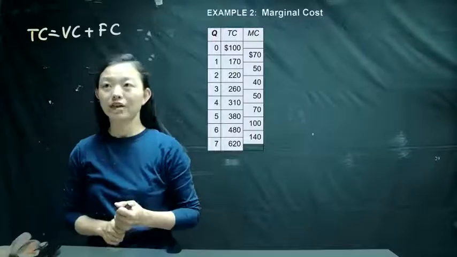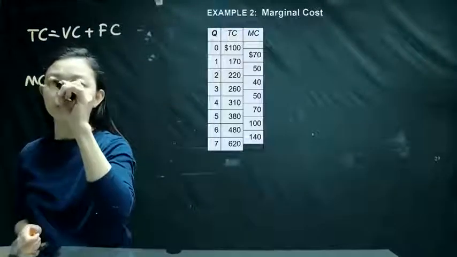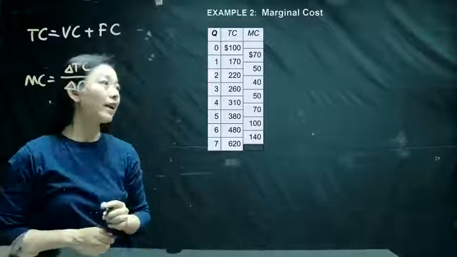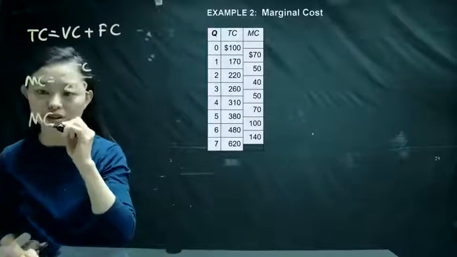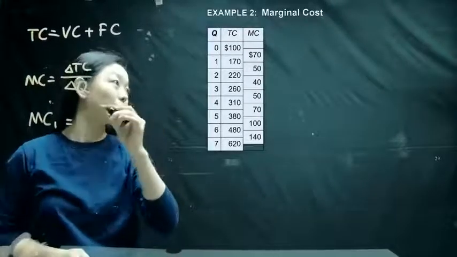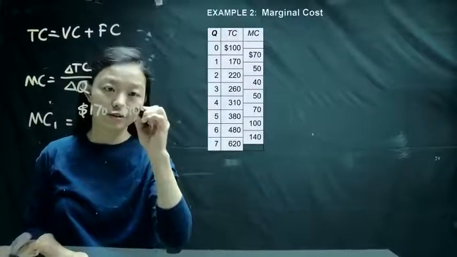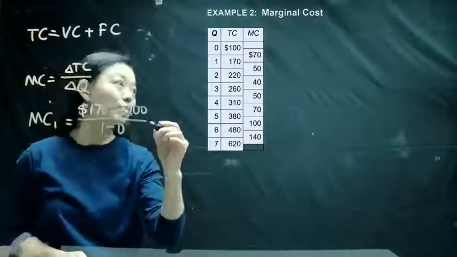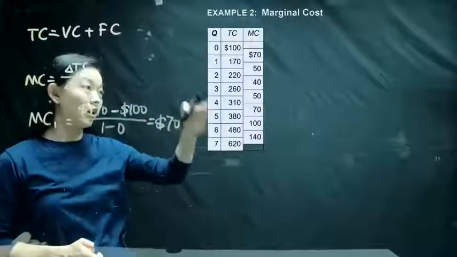Now let's compute the marginal cost. How can we get marginal cost? If you still remember, marginal cost equals the change in total cost divided by the change in quantity. So I can get the marginal cost when quantity increases from 0 to 1. I mark it as marginal cost 1, which equals the change in total cost, 170 subtract 100, divided by the change in output, 1 subtract 0. So this equals 70, as it shows in the marginal cost column, okay?